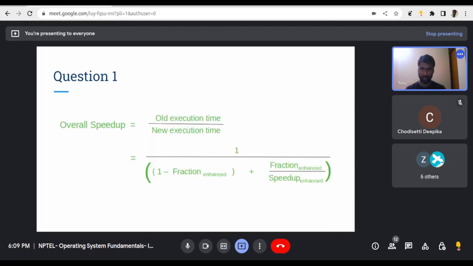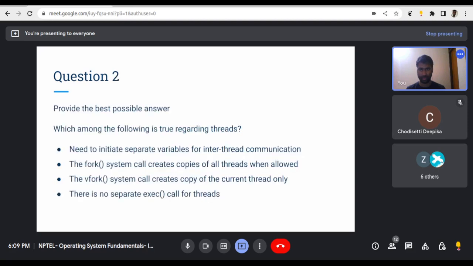Anyway, let's move on to the next question. In the previous session also we were discussing some questions regarding threads. In this session also there will be questions regarding threads, and we will be discussing some questions related to scheduling algorithms. This is a question related to threads.